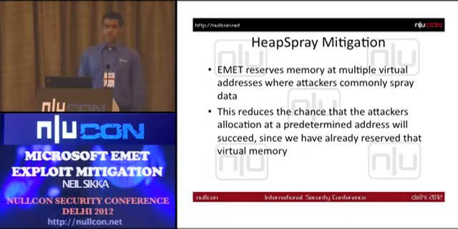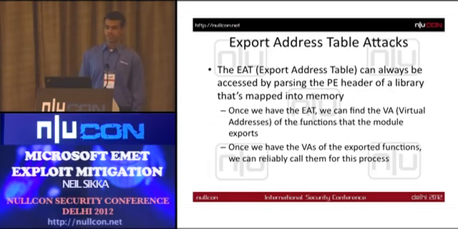So export address table attacks: basically the EAT can be used to find the addresses of different functions in the virtual address space. For example, you can find the addresses of functions like VirtualProtect that are exported by common modules. And once the addresses of those functions are found, then shellcode can call those functions.